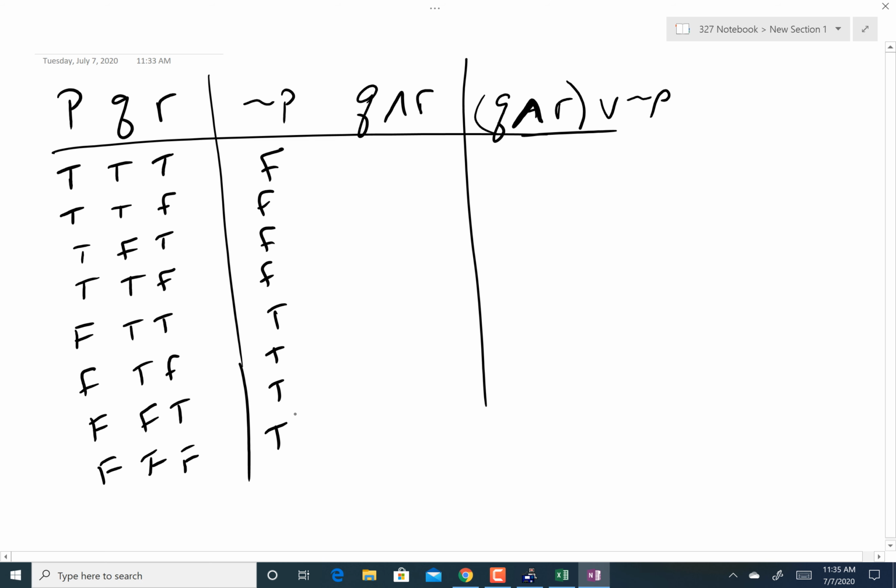Okay, it's the opposite of what I had. What about Q and R? Q and R both have to be true for this to be true. So that's true, nope, nope, nope, yep, nope, nope, nope. Excellent. So what I want to know is between these two statements, is at least one of them true? That's what this is asking for over here. Yep. Nope. Nope. Nope. Yep. Yep. Yep. Yep.